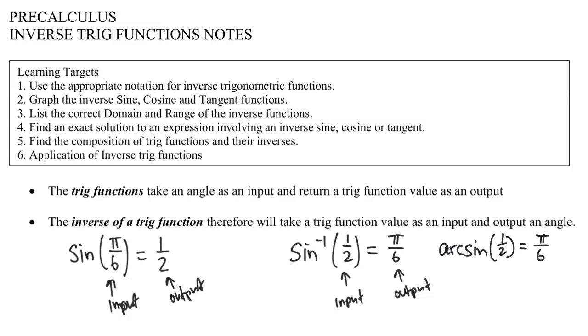We'll talk more about that notation a little bit later on in the notes, but for now what I need you to know is that the inverse trig functions switch the x and the y. So for the inverses, the input is going to be that trig function value, and the output is going to be an angle.